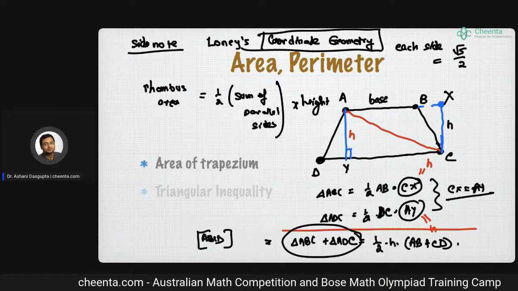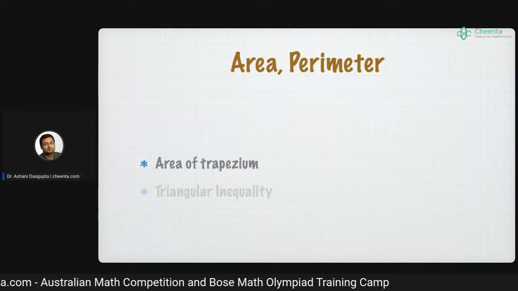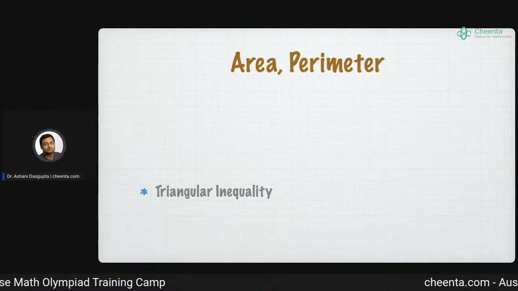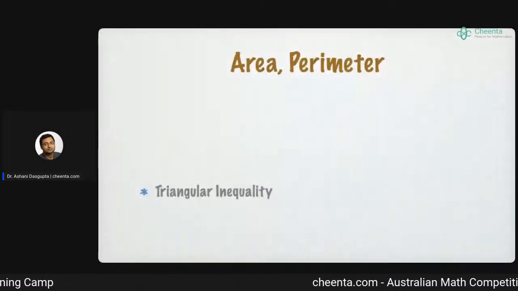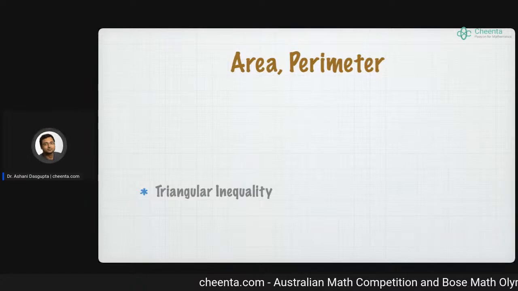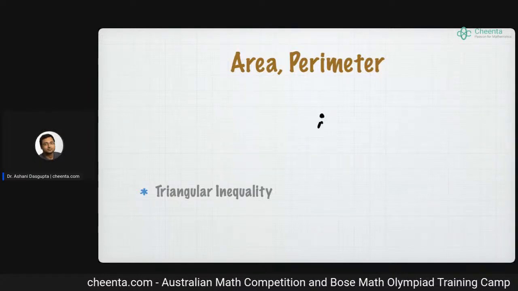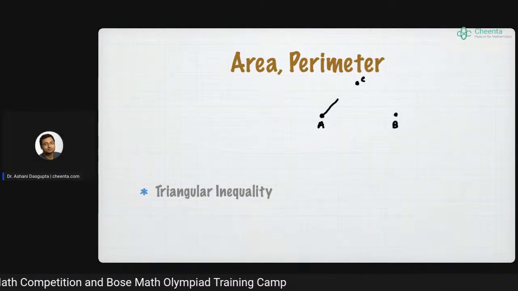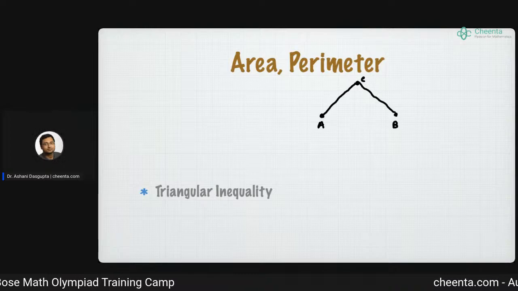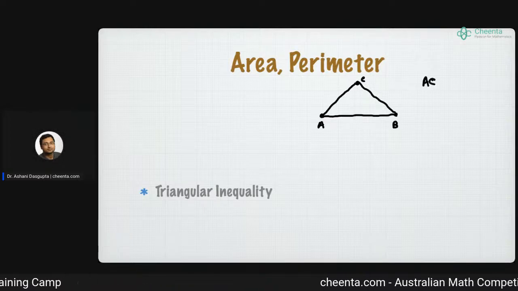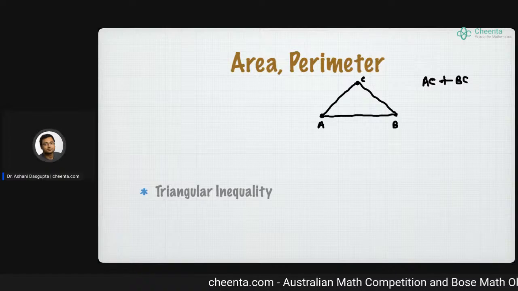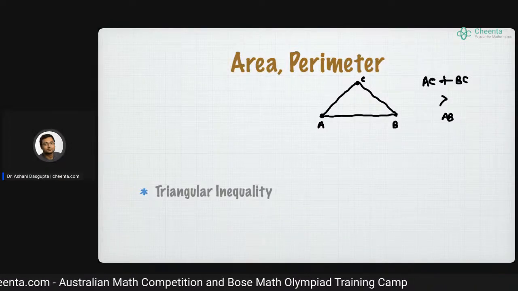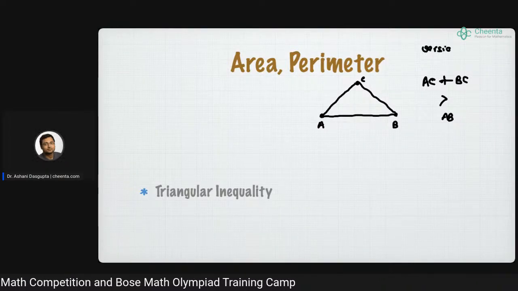Okay, so now let's talk about the next idea, which is the triangular inequality. Really, one of the best tools to make problems is the triangular inequality. So what does the triangular inequality say? It's very simple. If you have three points A, B, C, the triangular inequality says that AC plus BC, the sum of two sides, is greater than the third side. That's version 1 of the triangular inequality.